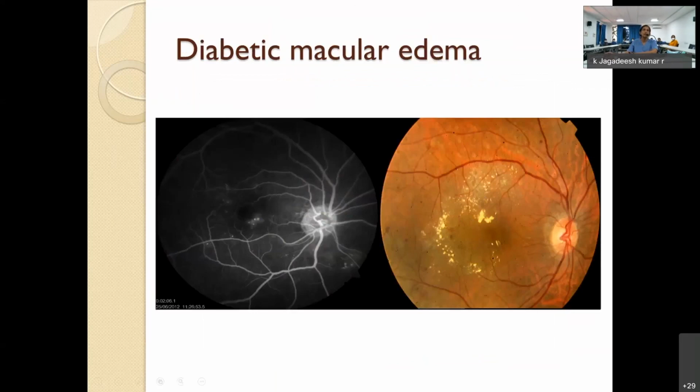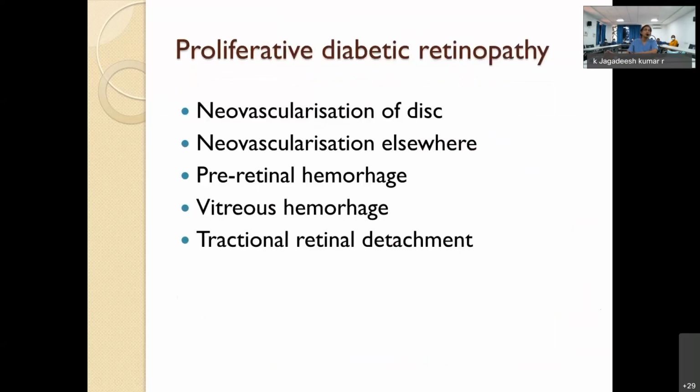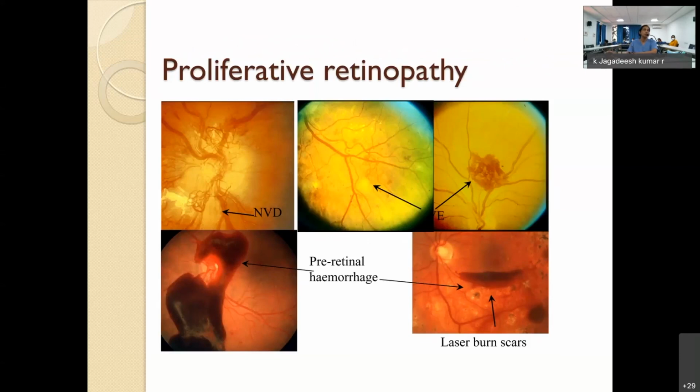What you can see as these small red spots are now throwing up fluid, which is responsible for the visual loss in macular edema. The last, a serious manifestation of diabetic retinopathy, is proliferative diabetic retinopathy, where you could have a neovascularization of the disc. You could have the presence of new vessels elsewhere on the retina, some pre-retinal hemorrhages, vitreous hemorrhages, and retinal detachment. So this is how a proliferative retinopathy looks.